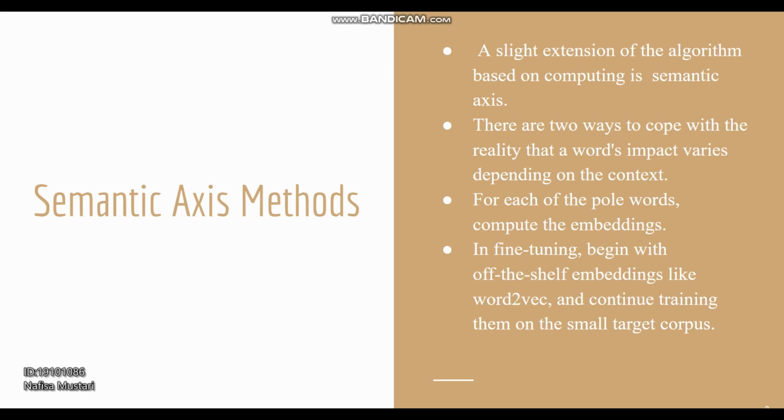And now comes the semantic axis method. Here are two groups of seed-based semi-supervised lexicon induction algorithms, axis-based and graph-based. A slight extension of the algorithm is based on computing a semantic axis. There are two ways to cope with the reality that a word's impact varies depending on the context. For each of the pole words, compute the embedding directly on a specific corpus. In fine-tuning, begin with off-the-shelf embeddings, like word2vec, and continue training them on the small target corpus.